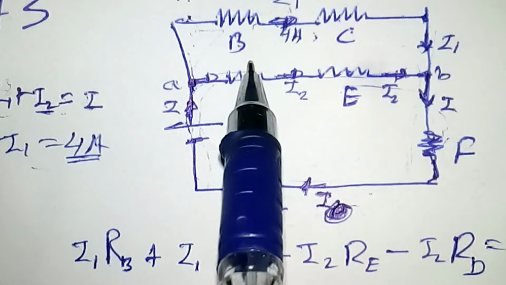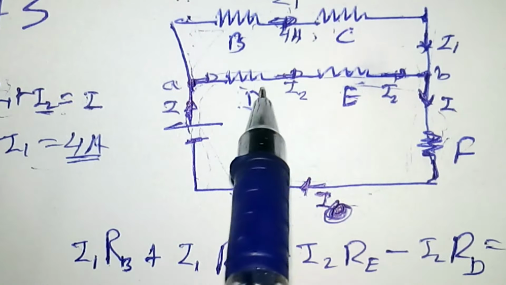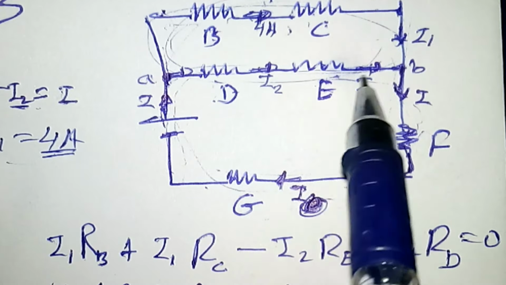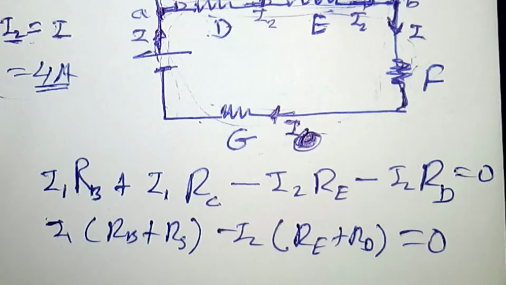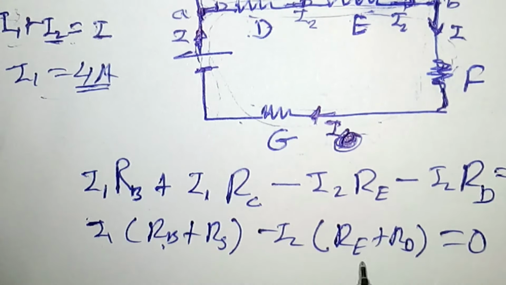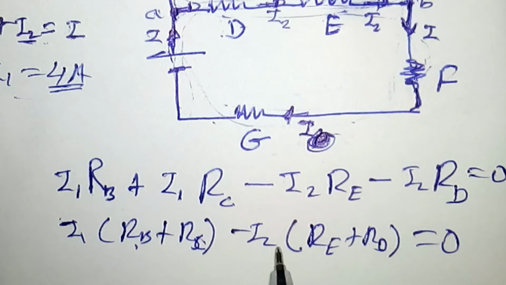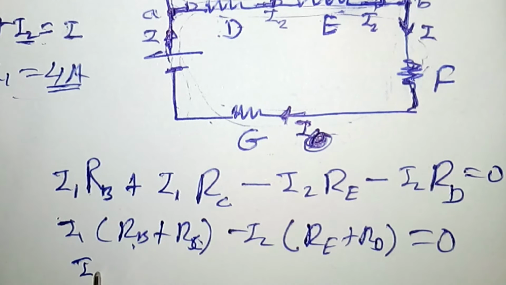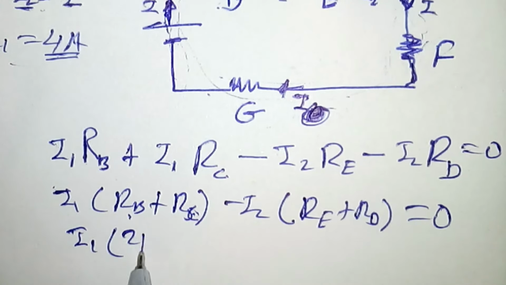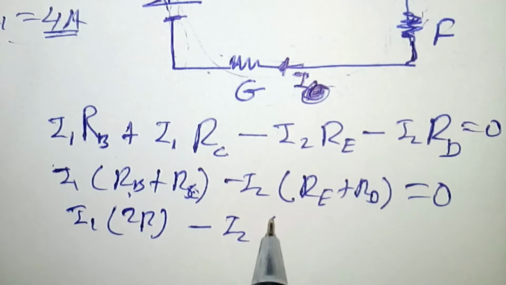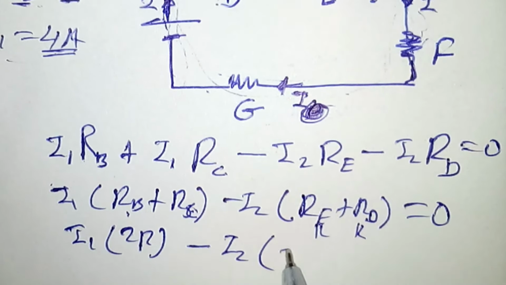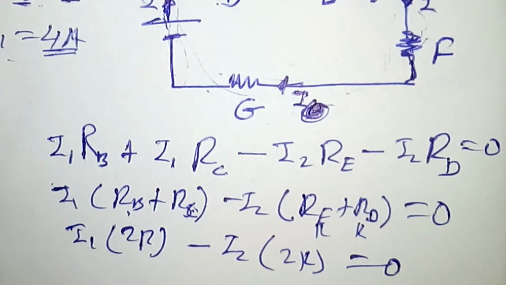The source of EMF is not included in B, C, E, D. This loop has no battery or source of EMF, so I make it equal to 0. Since RB, RC, RD and RE are all equal, they are simply R. So I1 times twice R, minus I2 times twice R, which equals 0.